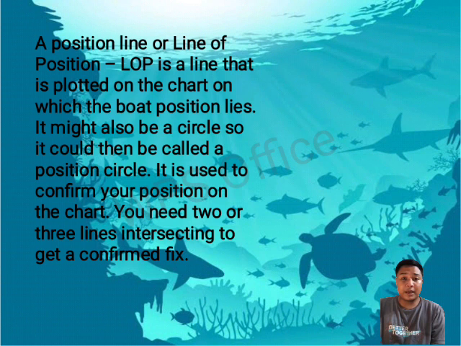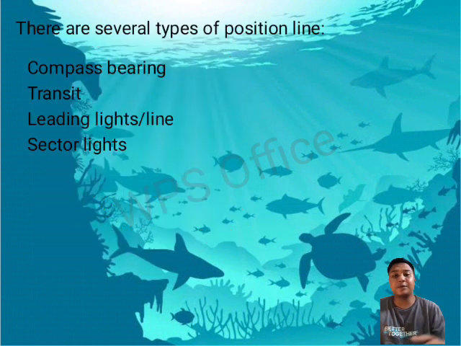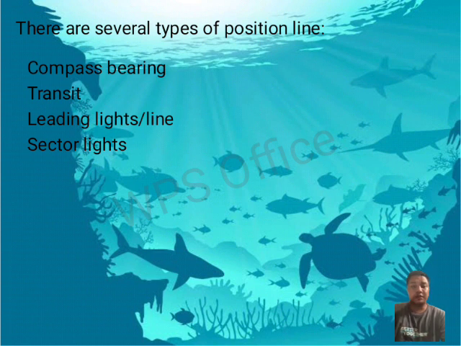You need two or three lines intersecting to get a confirmed fix. There are several types of position line. First, compass bearing. A compass bearing is a clockwise angle measurement between the given point and true north on a compass. Second is transit.